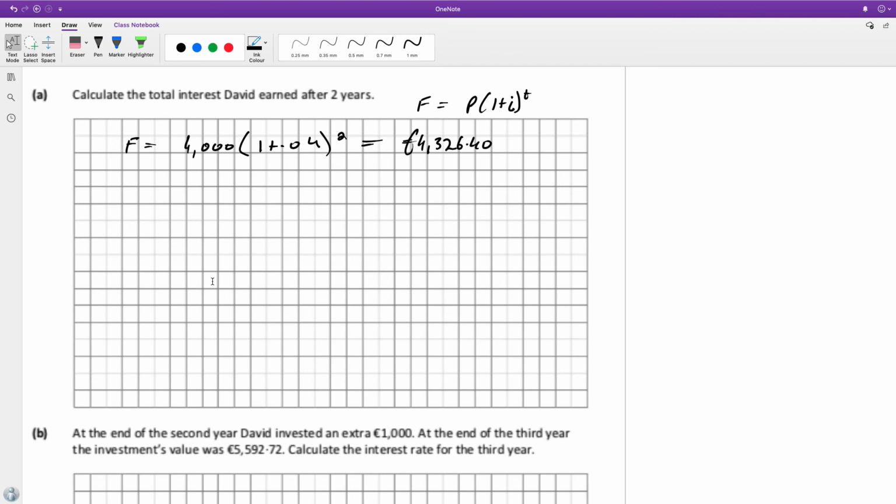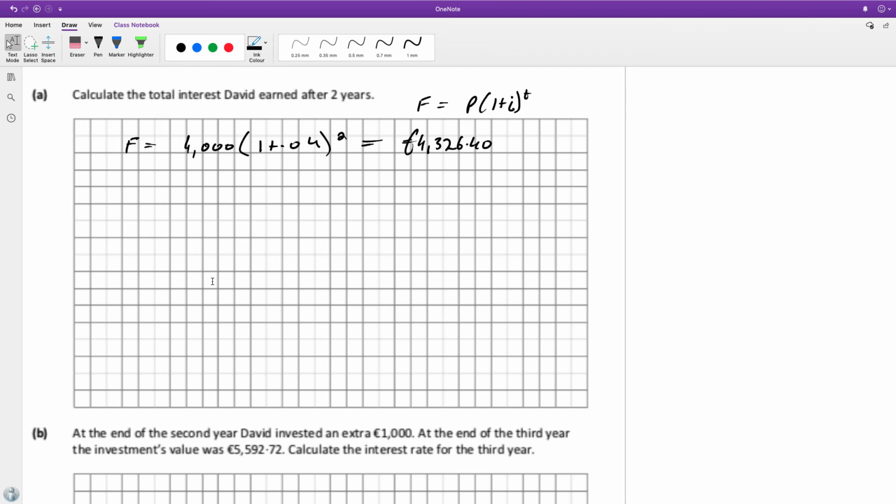Now your last. What? You don't have to do that. So he invested an extra €1,000. He then earned interest in the third year, and then it was worth 5,592.72. Yeah? We just don't know how much the interest rate was. No need.